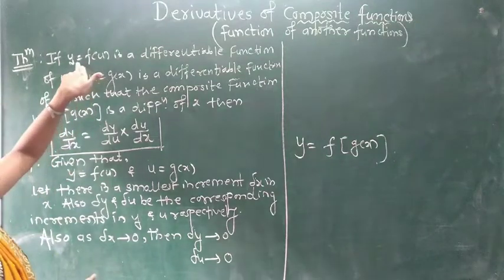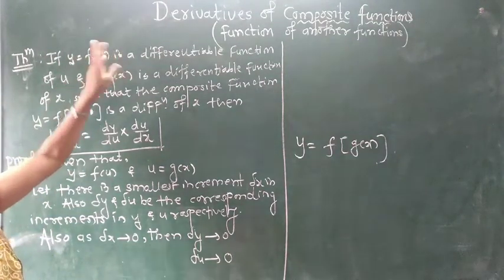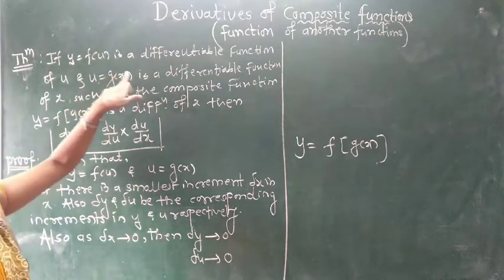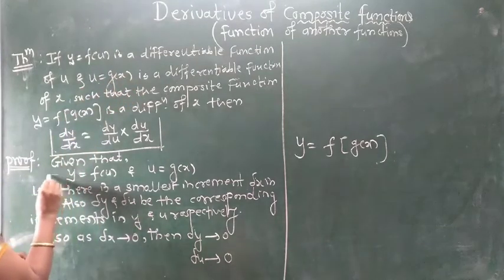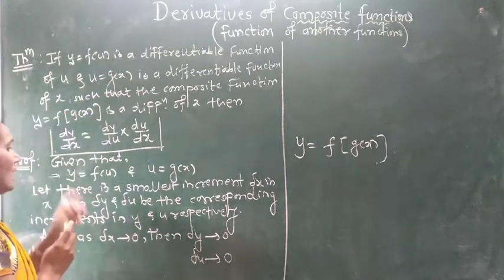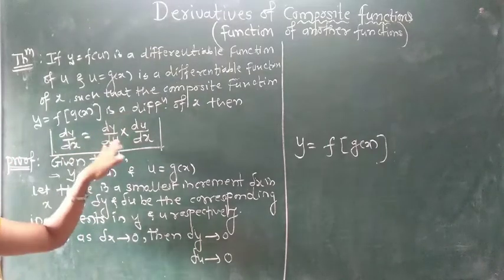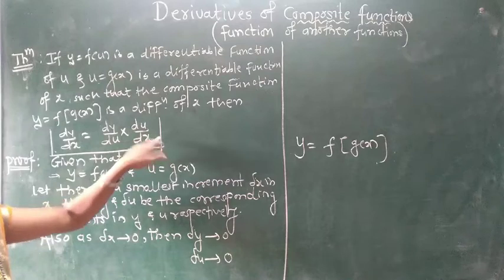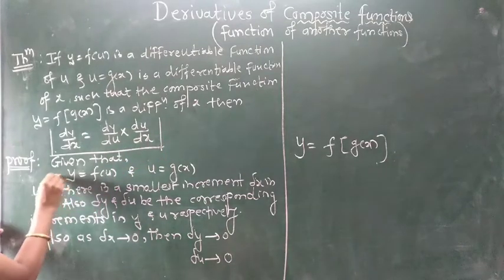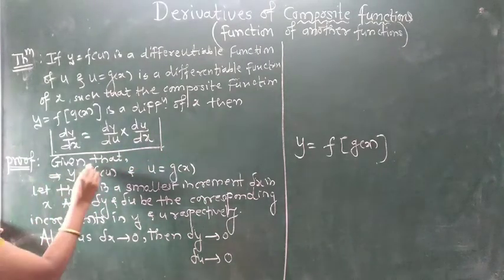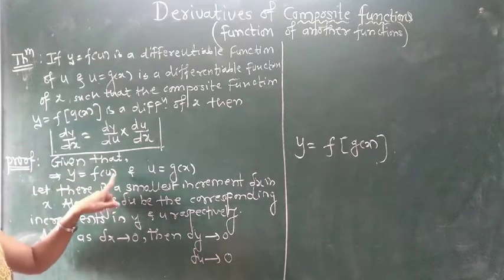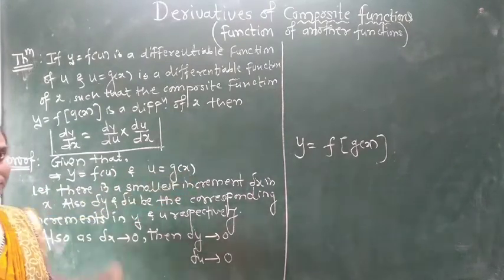What do we have to give here? y equals f of u and u equals g of x. These two statements we have to give here, and we have to prove that dy upon dx is equal to dy upon du into du upon dx. So we prove this theorem. First, the given things are: y is equal to f of u and u is equal to g of x.